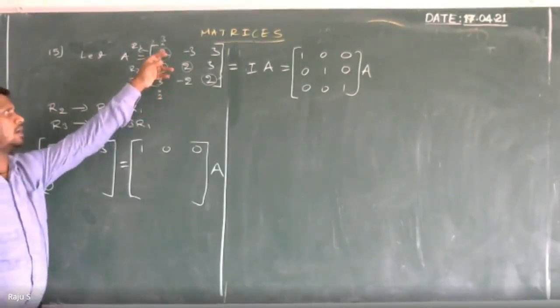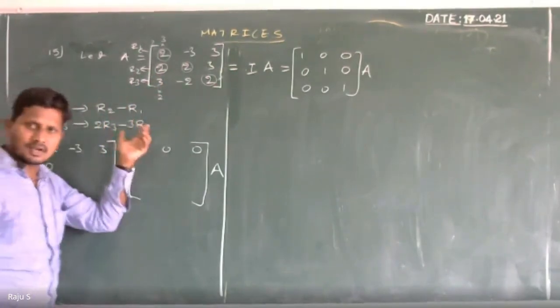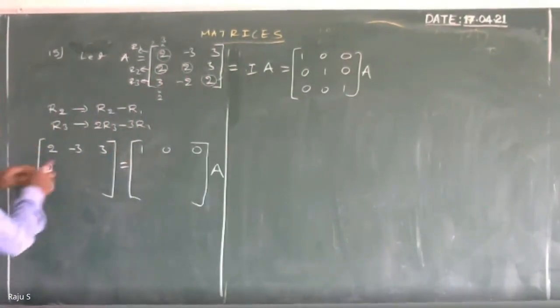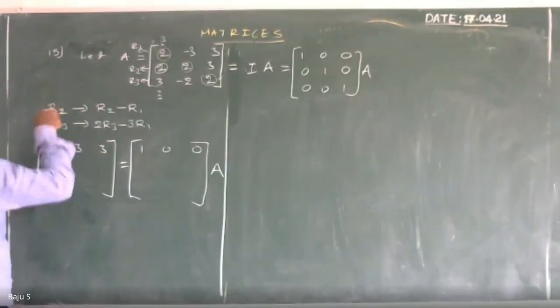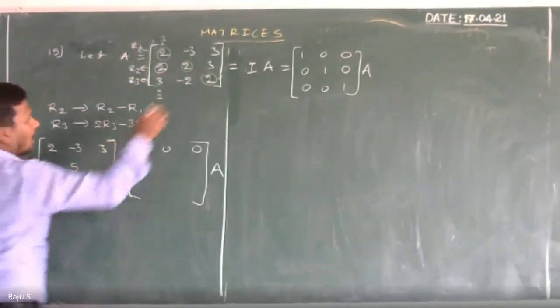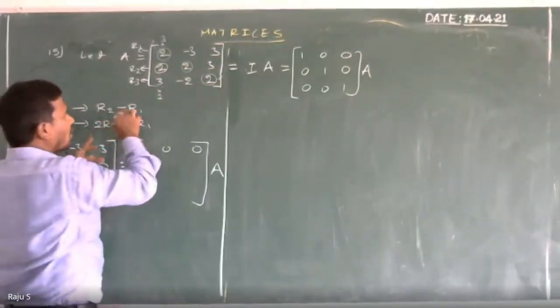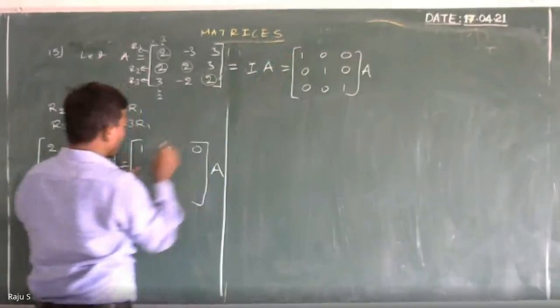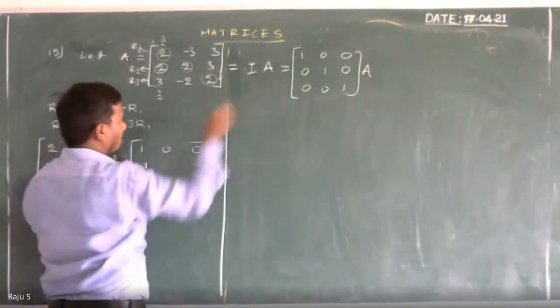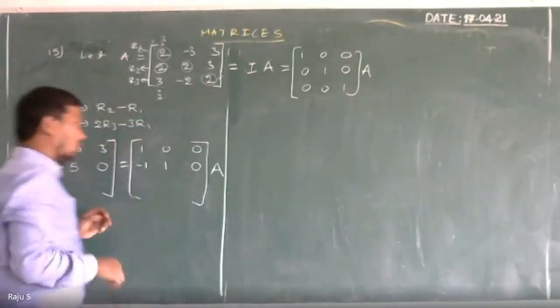Yes or no? R2 minus R1. To make these two elements 0 only, we apply this transformation. So okay, 0 0. Whatever this R2 minus R1, 5, R2 minus R1, 0. Okay, then the same row operation applied here. R2 minus R1: minus 1, 1 minus 0 is 1, and 0 minus 0 is 0. Fine.